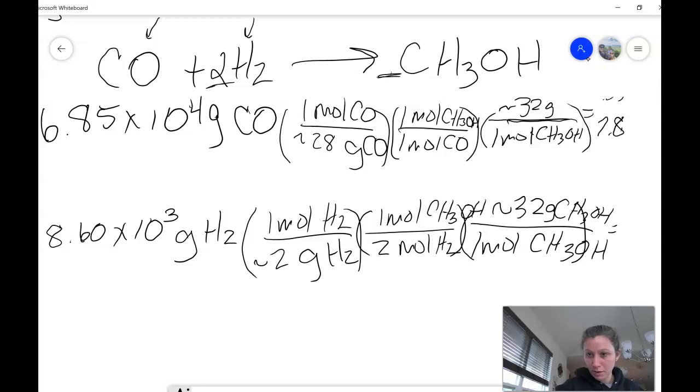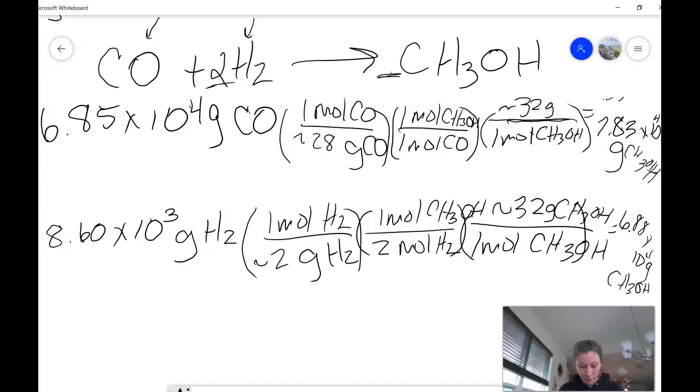So this is 7.83 times 10 to the 4th, or roughly 78,000 grams of methanol that's produced if I react all of the carbon monoxide. If I react all of the hydrogen, I produce almost 69,000, so 6.88 times 10 to the 4th grams of methanol. So hopefully that's what you got.